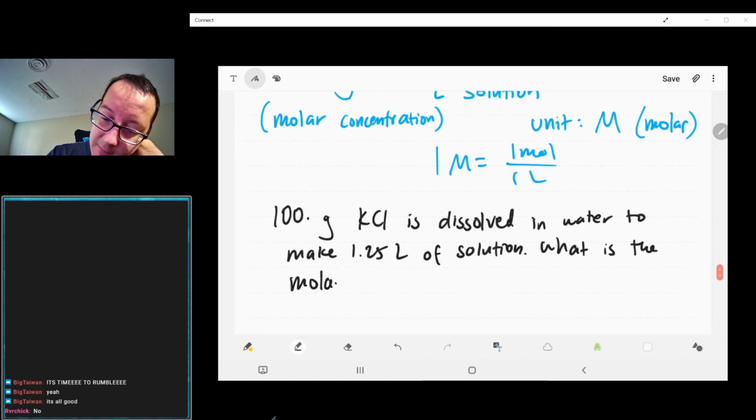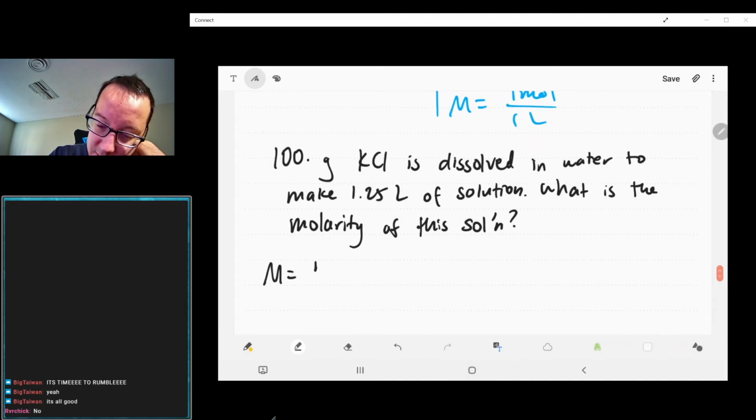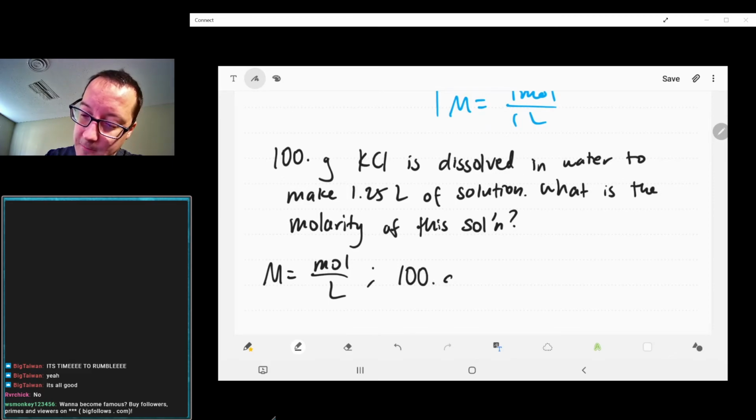What is the molarity of this solution? So if we want to just rewrite this again, molarity equals moles per liter. We have liters, but we do not have moles, but we can find moles, right? 100 grams. We can figure out the moles of KCl using its molar mass, which I'm going to look up because I'm too lazy to calculate it. It is 74.55.